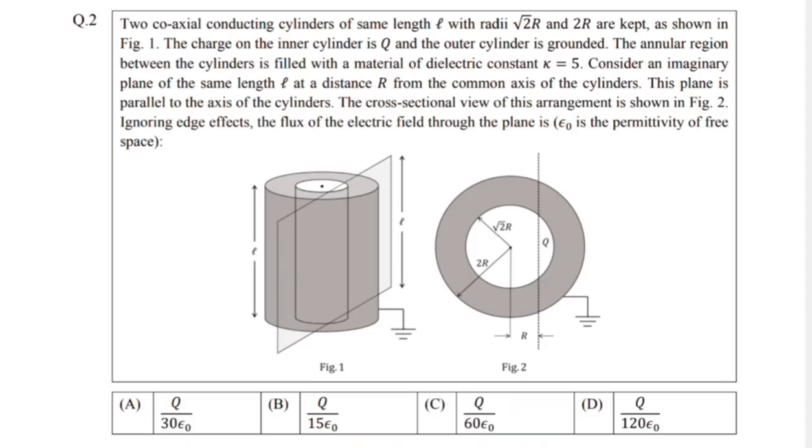Consider an imaginary plane of the same length L at a distance r from the common axis of the cylinders. This plane is parallel to the axis of the cylinders. The cross-sectional view of this arrangement is shown in figure 2. Ignoring edge effects, the flux of the electric field through the plane is, where epsilon naught is the permittivity of the free space. So the first thing that we need to understand is that the diagram is showing us one top view and the side view, which we can say.